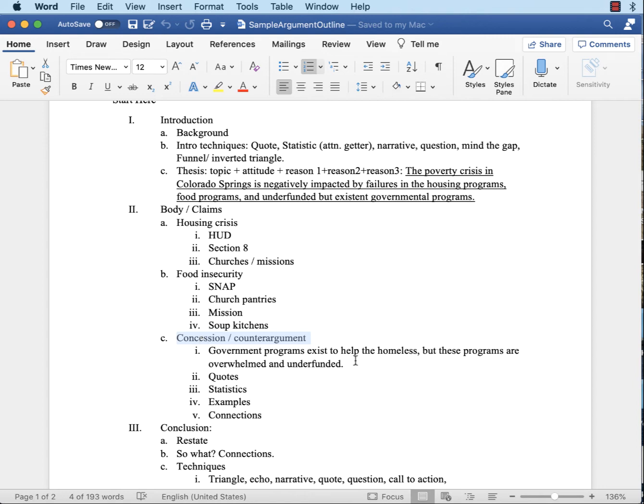And I put an example here just so you could see how you can make it a concise statement in one sentence. Government programs exist to help the homeless. So that's the concession. Like, yep, you say, what about those government programs, right? And then the second half of the sentence is the counter argument. But these programs are overwhelmed and underfunded. So that's the topic sentence. And the rest of the paragraph should be evidence to support that.